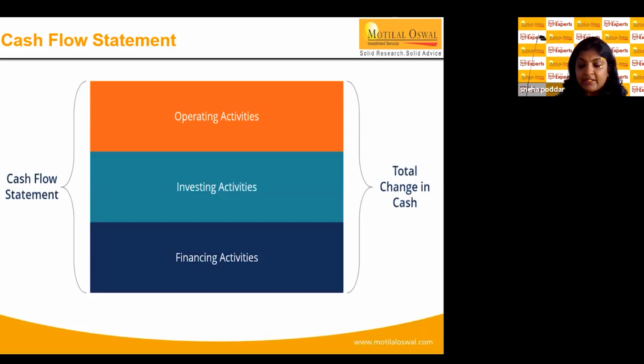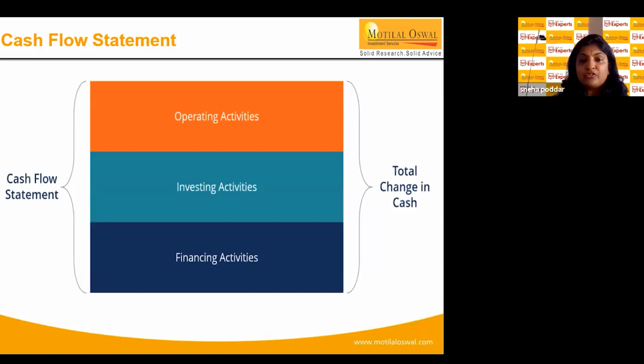Now, if it's negative, it means that the company is losing money. While your P&L might show profit, the negative cash flow from operations will help you understand that the company is actually losing out cash and it's not making money. So it will ring an alarm in your head that you should not look at this company, or you should at least try and understand why this is the case.